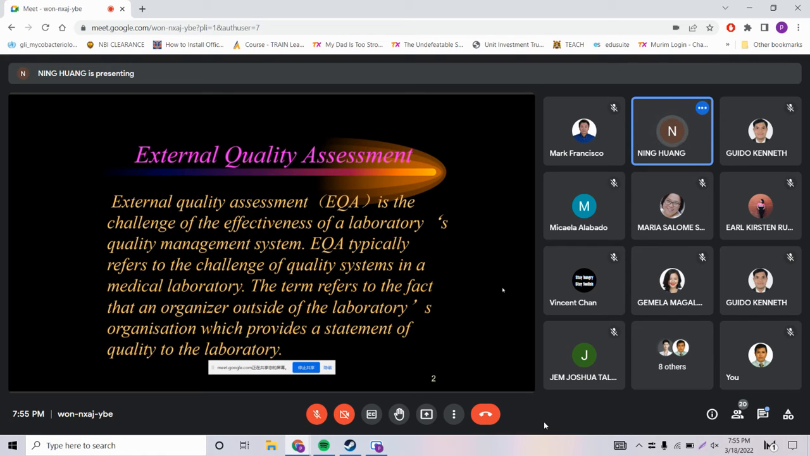External quality assessment, or abbreviated as EQA, is the challenge of the effectiveness of a laboratory's quality management system. EQA typically refers to the challenge of quality systems in a medical laboratory. The term refers to the fact that an organizer outside of the laboratory's organization provides a statement of quality to a laboratory.